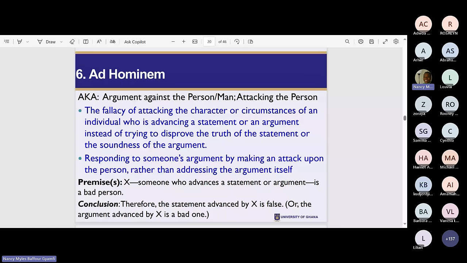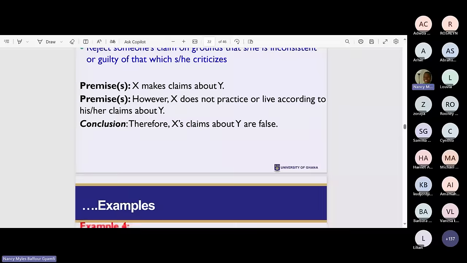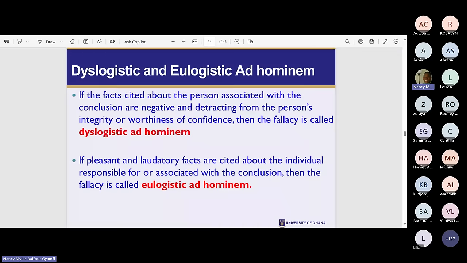And this type of ad hominem is the one we call the dyslogistic one. Look at your screen. So the two ladies will read, so that you see that the dyslogistic one says, don't accept what the person is saying. And the reason is because of some negative, detracting things about the person. It leaves the issue and starts discussing the person, you see. Then we all go to it.